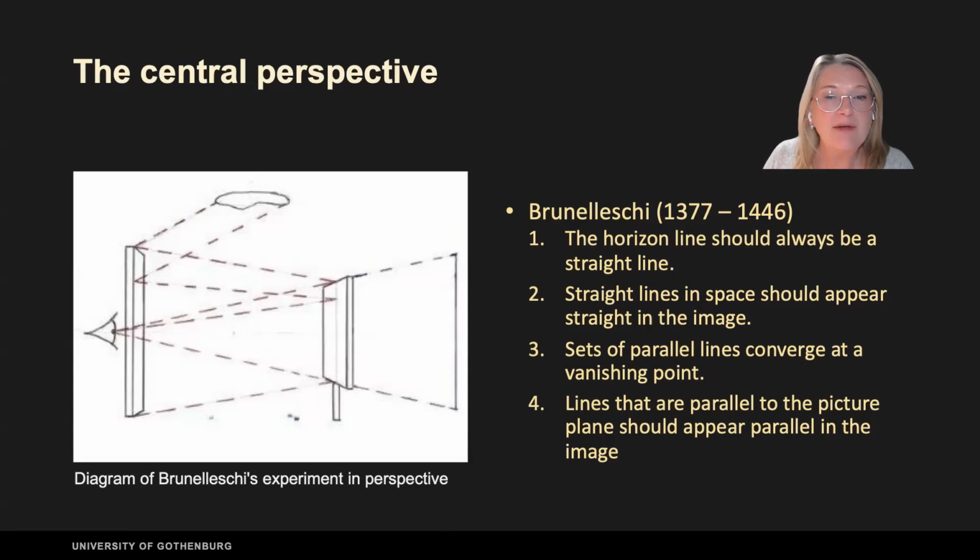The rules of central perspective can be summarized as follows. 1. The horizon line should always be a straight line. 2. Straight lines in space should appear straight in the image. 3. Sets of parallel lines converge at a vanishing point. 4. Lines that are parallel to the picture plane should appear parallel in the image.